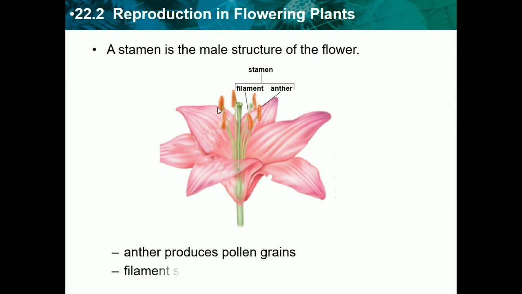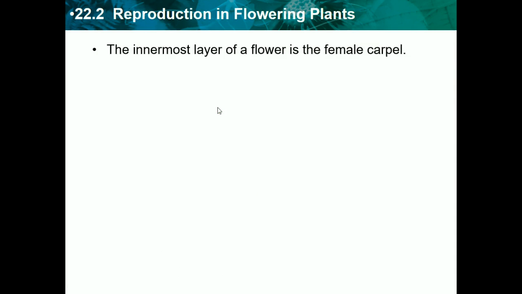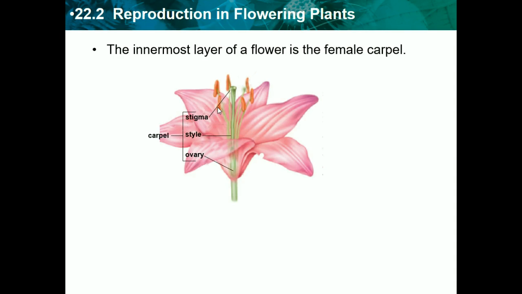And anther produces pollen grains. Filament supports the anther. The innermost layer of a flower is the female carpel. So, carpel, we have the stigma, style, and ovary. Sometimes they call this the pistil too, so like the stamen and the pistil. Stamen would be the male part and pistil would be the female part, but here they're calling it carpel.